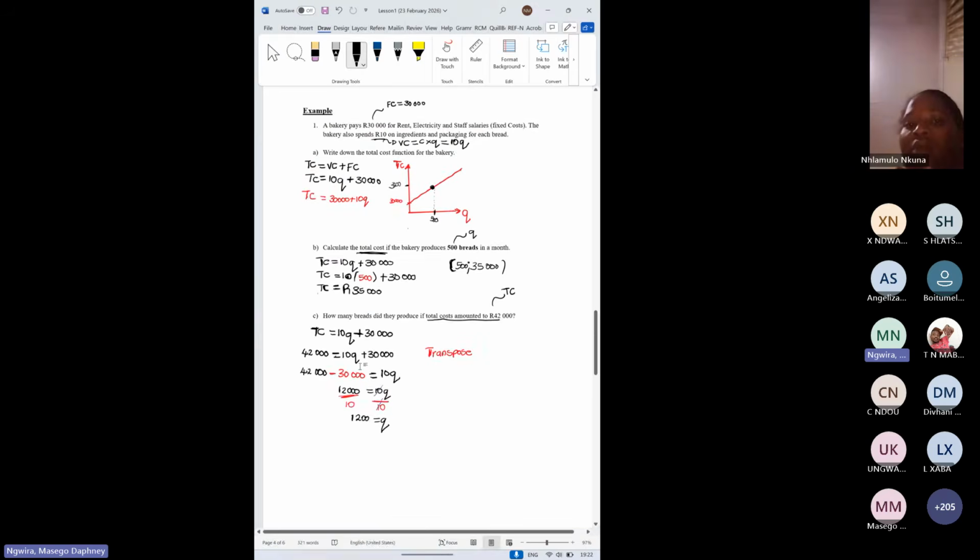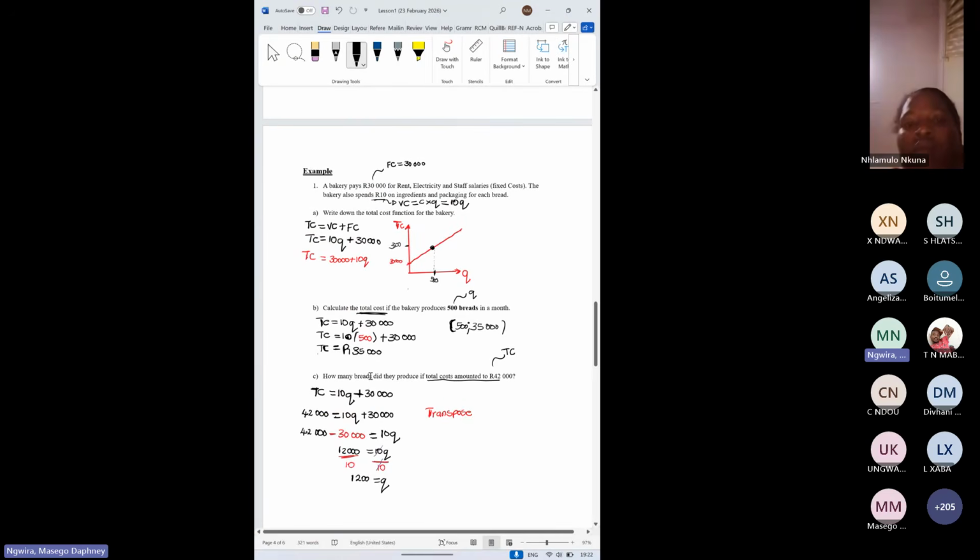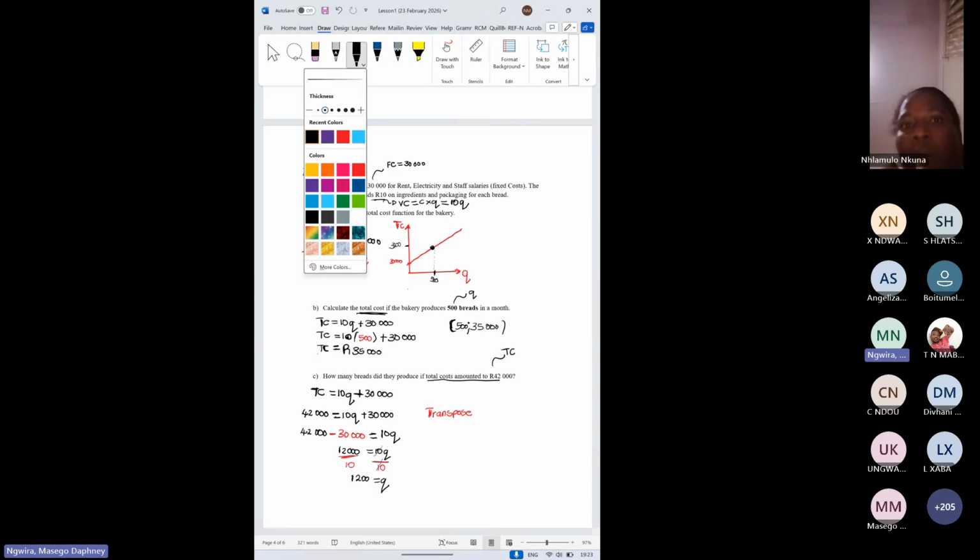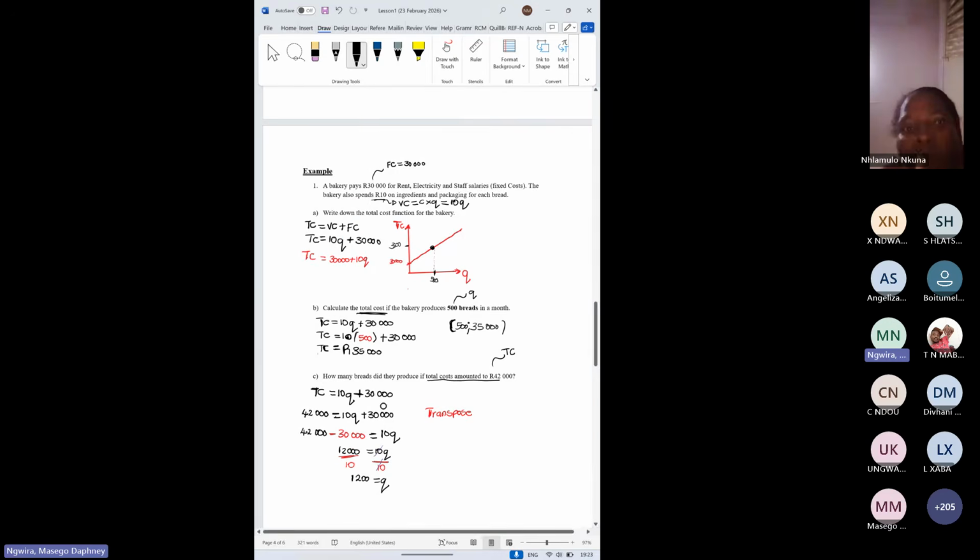The only thing is that you must know the difference between all the 3 graphs, where they start. The most important part is knowing where your graph starts. If my fixed cost is 30, your graph must start at 30. If your fixed cost is 5, your graph must start at 5. So the most important part with the total cost graph is that it has to start at your fixed costs. Any other point you can get by just inputting a Q.